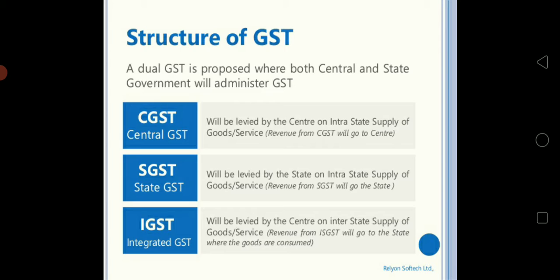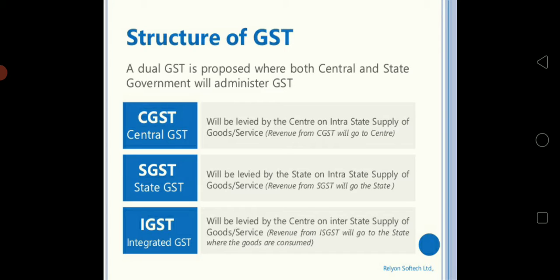International experience shows that such models of dual value added taxes have been successful in other federal countries like Brazil and Canada. The GST system in India takes the form of dual GST, which is concurrently levied by the central and state governments. So this is the GST model in India.